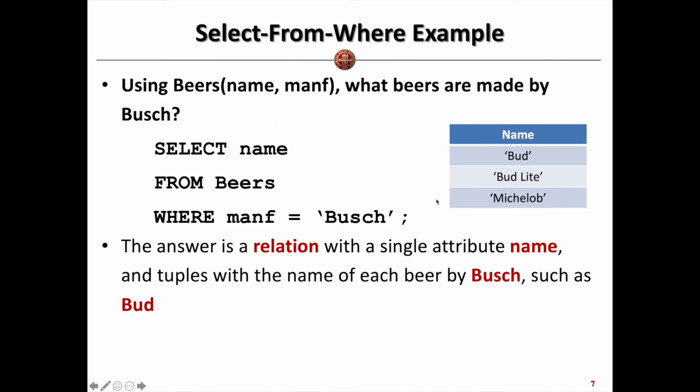And we can show the returning result on the right hand side. The returning result will be a table. However, this table only has one single attribute, name, because we're doing select name, right? We do a projection of name only. We have one single attribute, one column, and inside it, there are all the beer names made by Bush. For example, we have Bud Light, and another beer as shown here. So this is about the select from where statement. So the result is still a relation or a table with one single attribute, the beer name, and tuples with the name of each beer made by Bush, such as Bud as shown here, right? So this is an example.